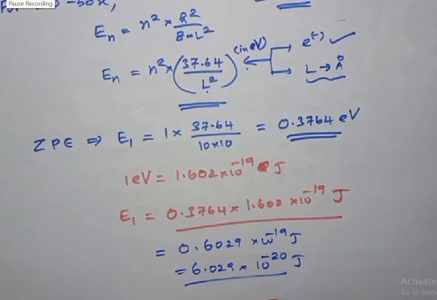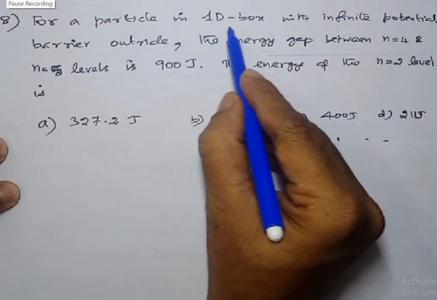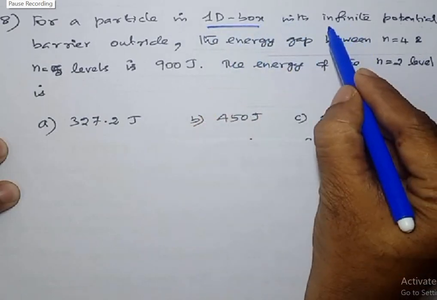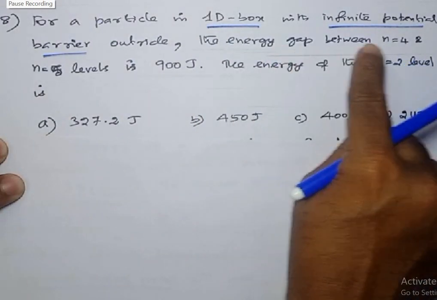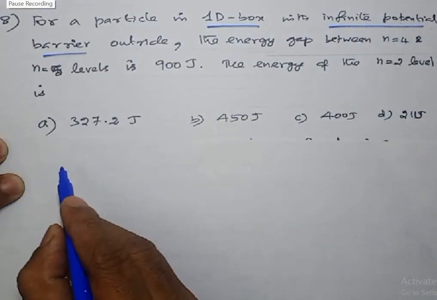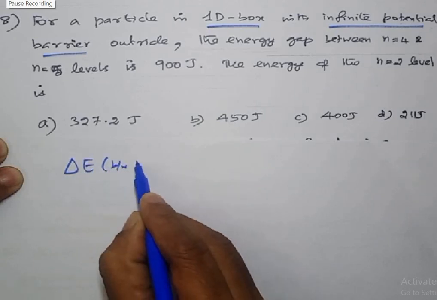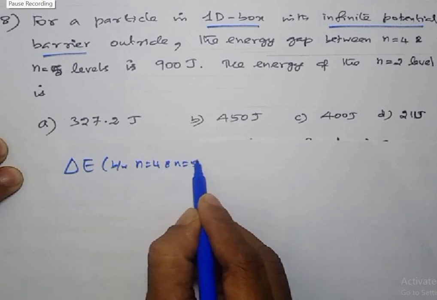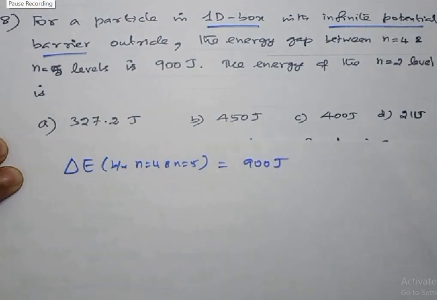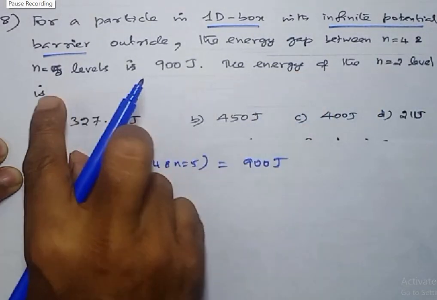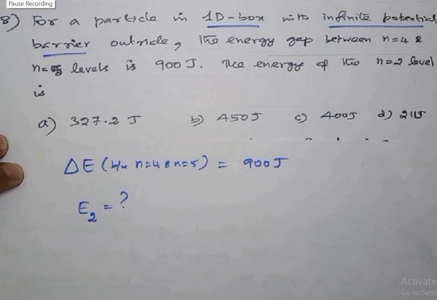Okay, next. Question number 8. For a particle in a 1D box with infinite potential barrier, so this is a normal 1D box, the energy gap delta E between n equal to 4 and n equal to 5 level is given as 900 joules. And the question asked here is, what is the energy of the n equal to 2 level?